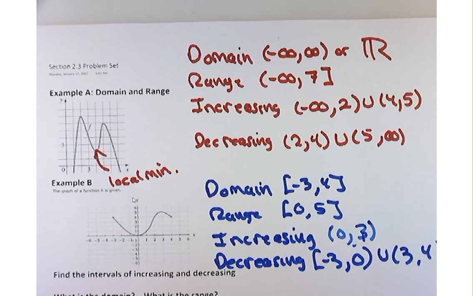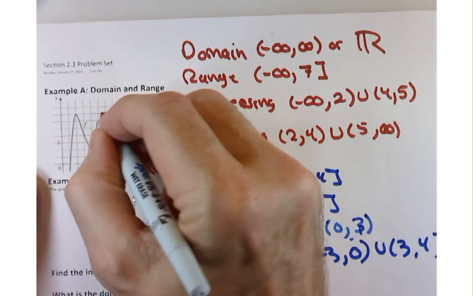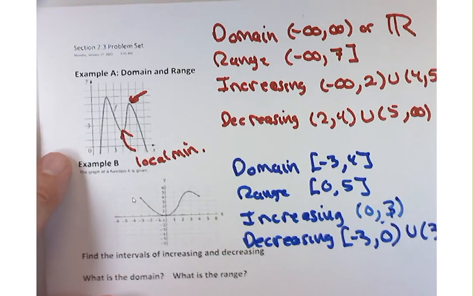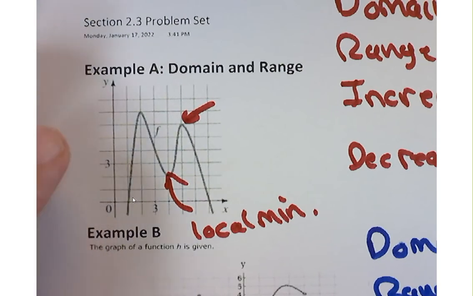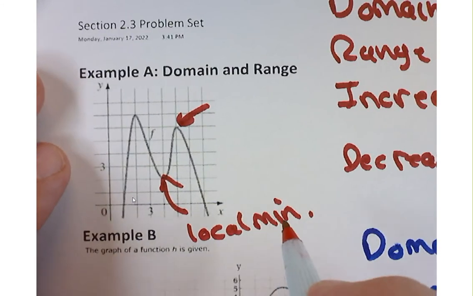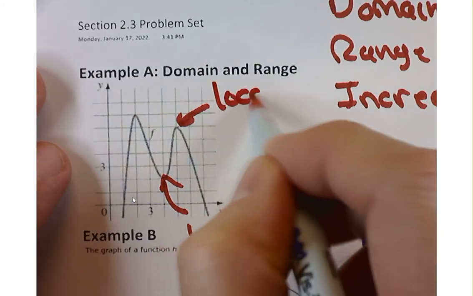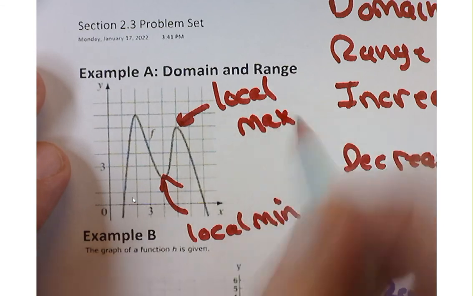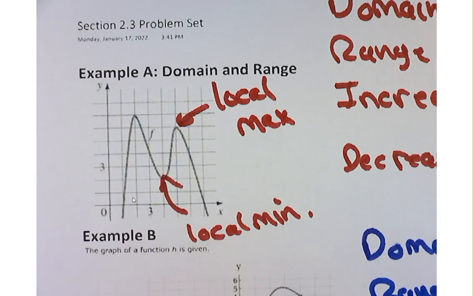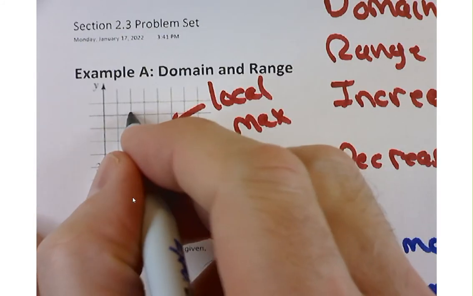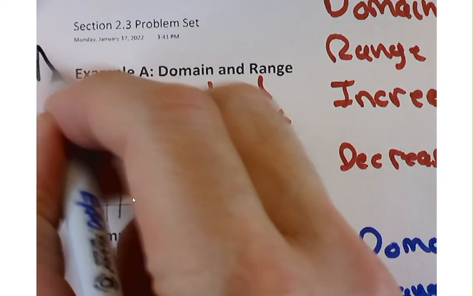Now this one over here, that's not a local minimum. What would that one be? What would you call that one? A local maximum. This one to the left of that is, well, you could call that a local max, but we actually have a little bit better term for that. You can think of it as an absolute maximum.